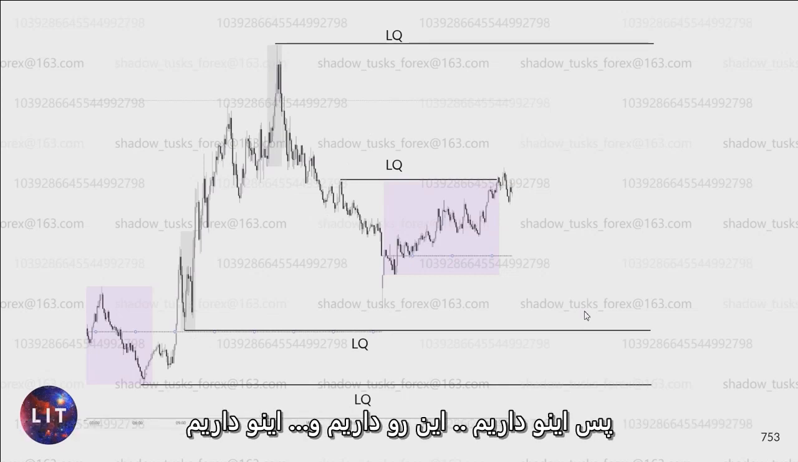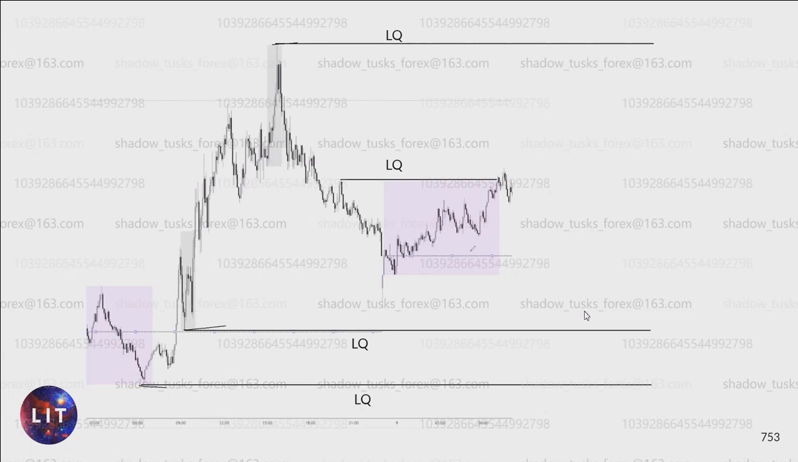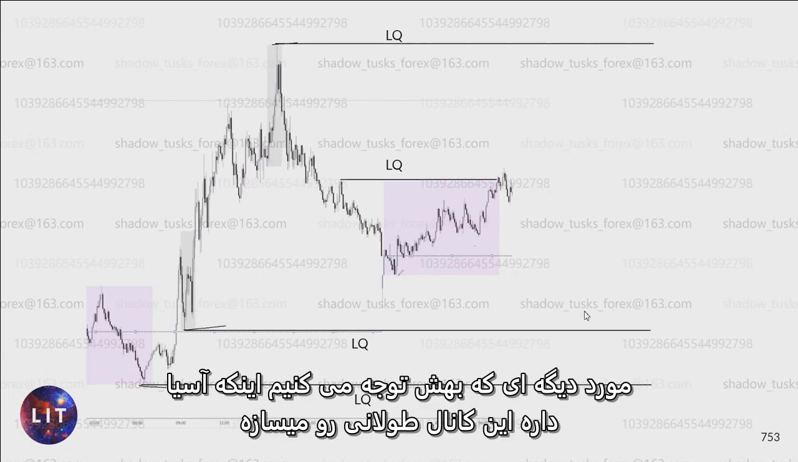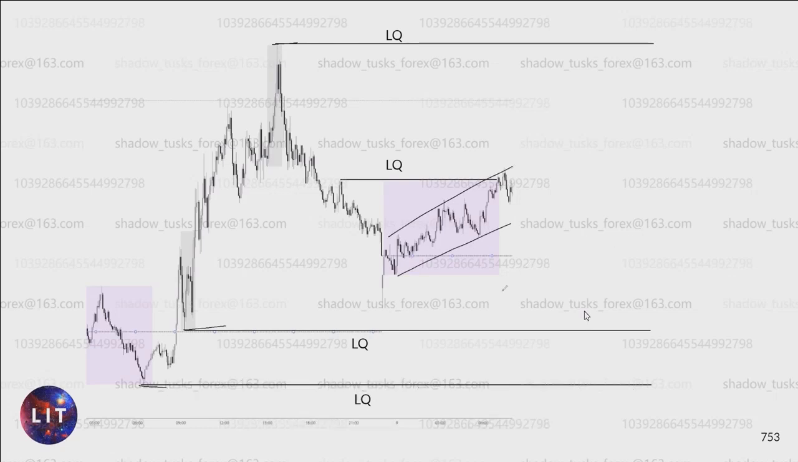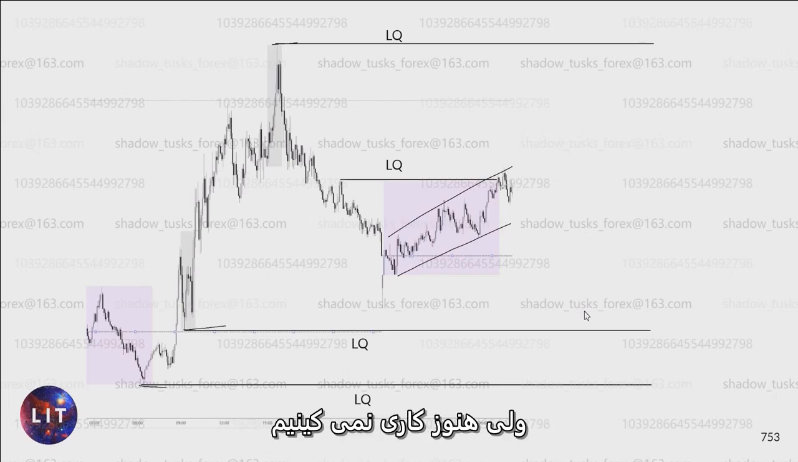So we've got this, and this. These are our liquidity zones coming out of Asia. Another thing that we notice is that Asia is building the long channel. Okay, so we need to keep that in mind as well. But we're not going to do anything yet. We're not within any specific timings.